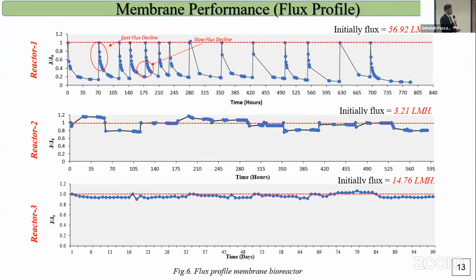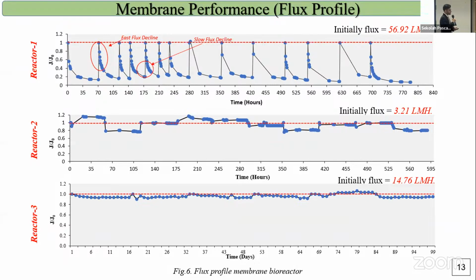As we see from the flux profile, for the membrane performance in reactor 1, which was operated at a very high initial flux of 56.92 LMH, from the very initial hour there is a rapid decline of the flux. This might be due to the accumulation of foulant on the membrane surface due to the high initial flux. As well, after every HRT, we need to clean the membrane for further operation.